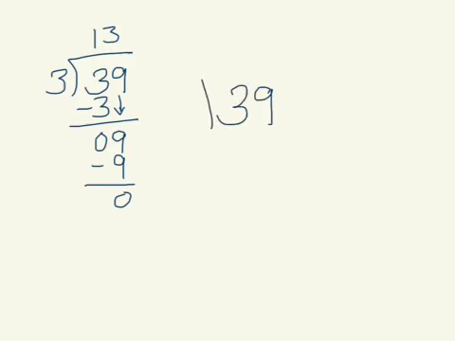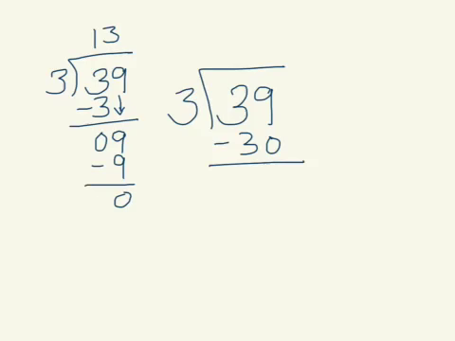39 divided by 3. What I'm going to try is just guessing what something might be. So, for example, I know that 3 times 10 is 30. So I'm just going to chip away at this number 39 by taking away things I know I can do with 3. So I want to subtract 30.